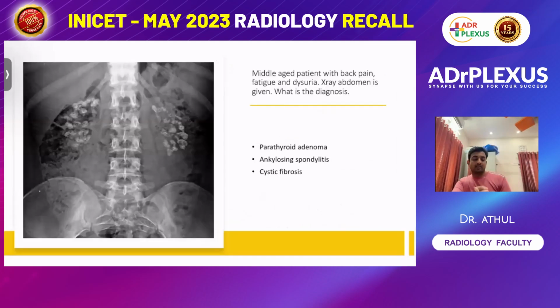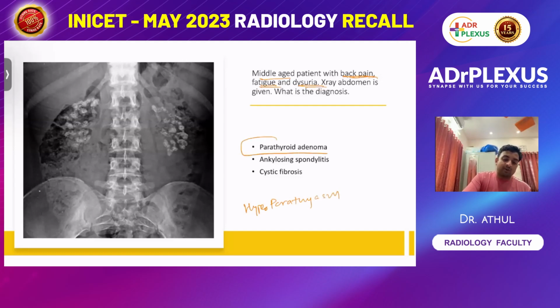I think this is the last question. This was in the history. There was a middle-aged patient with a history of back pain, fatigue, dysuria. An X-ray abdomen was given. Some were saying the X-ray was showing multiple calcifications, mostly renal. Some were saying, since it was bilateral symmetrical, it was medullary nephrocalcinosis. Whether it is medullary nephrocalcinosis or renal calculi, both can come in cases of hyperparathyroidism.